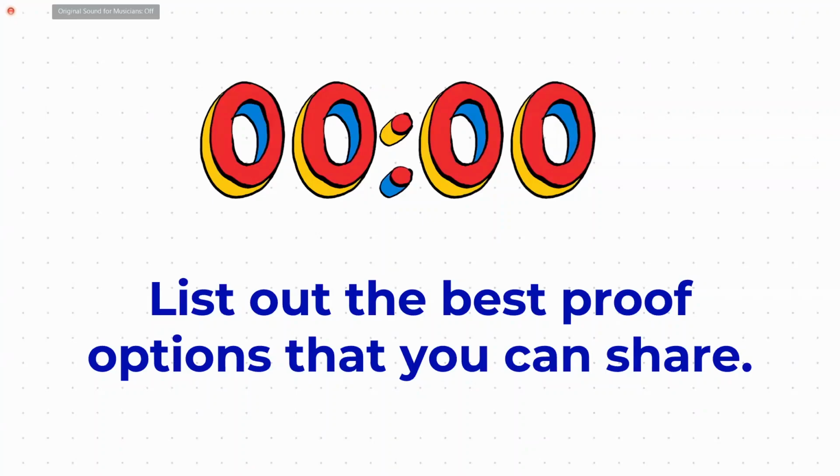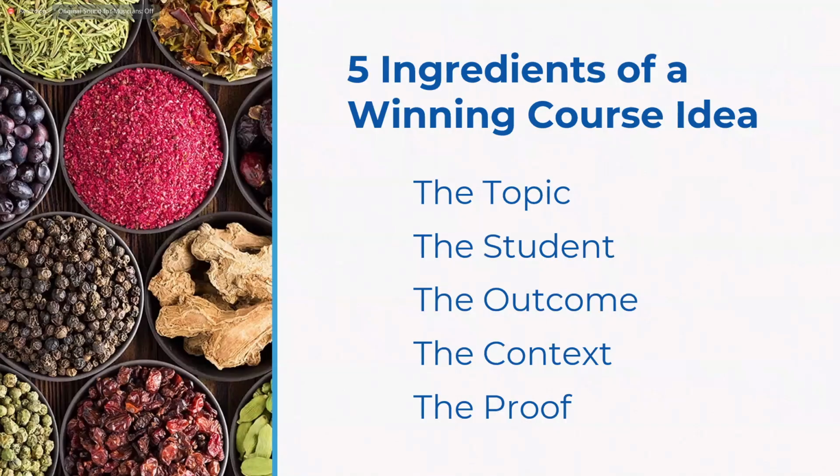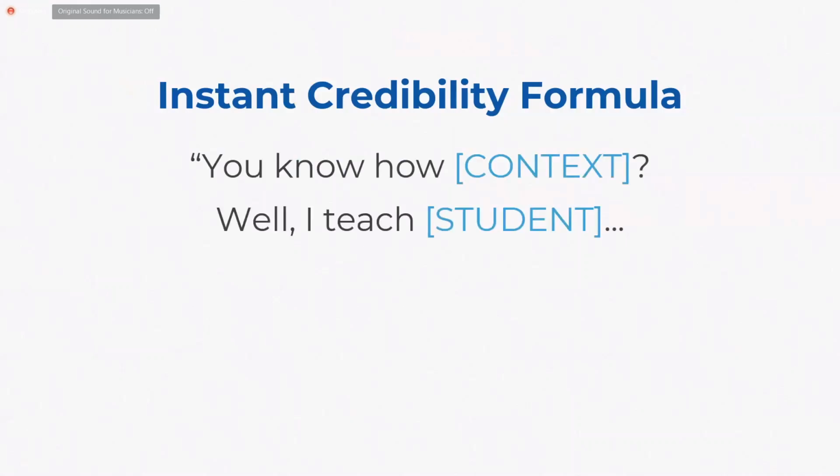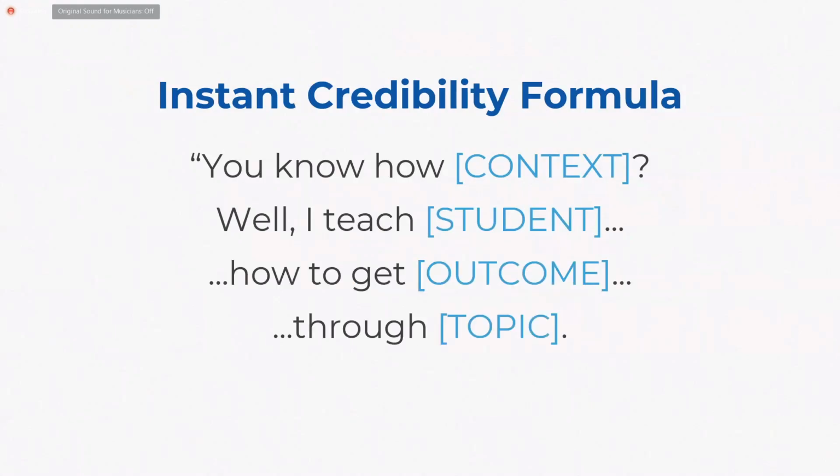All right, awesome. So you've got your 5 ingredients to a winning course idea: your topic, your student, your outcome, your context, and your proof. Now what's left is to put it all together into an instant credibility formula. Here's how it goes. You say, you know how, and then give them the context. Well, I teach your student, whoever it is, how to get this outcome through this topic.